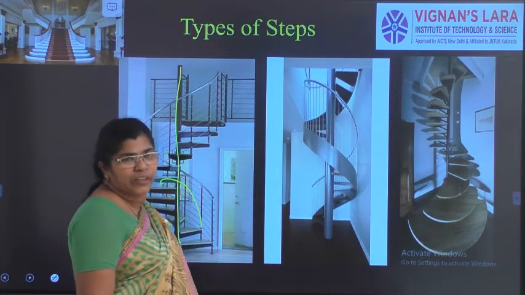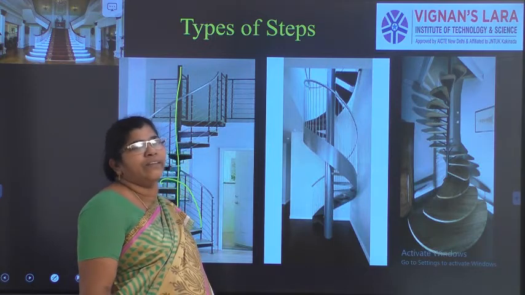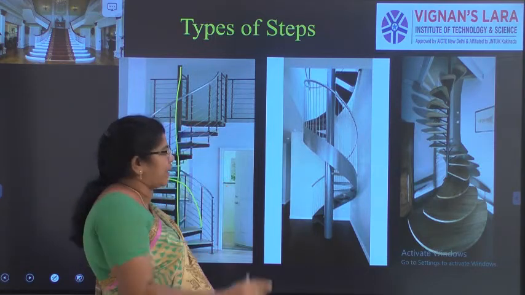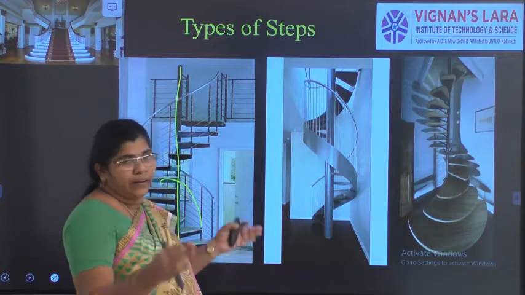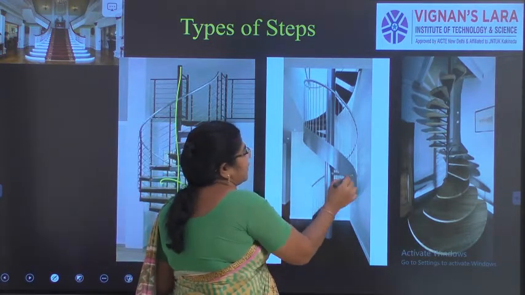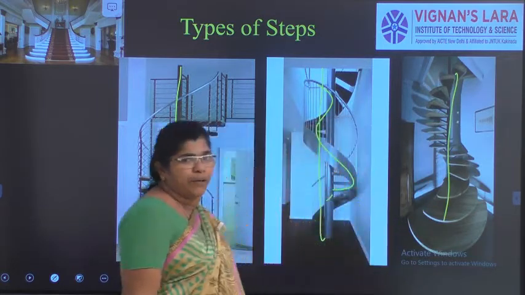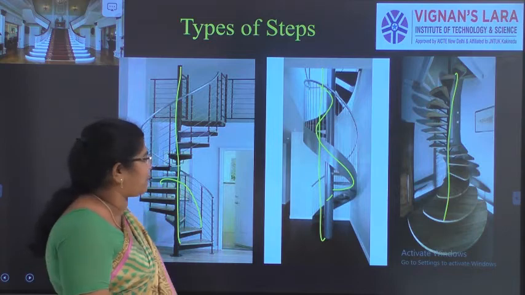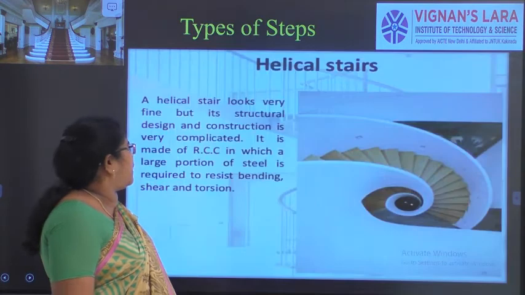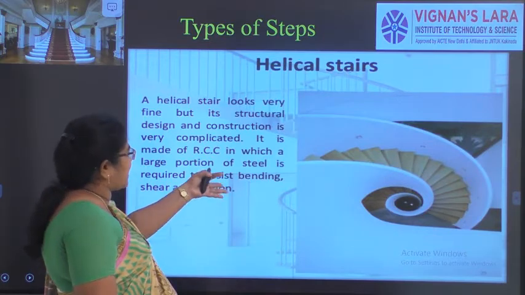Nowadays, mostly we are going in for this spiral staircase even outside of the building, which can be used for reaching the different floors in a very small area. You can see here, it is going like this with a post in the center. Either it can be made of stainless steel, or wood, or steel. And now the helical staircase.